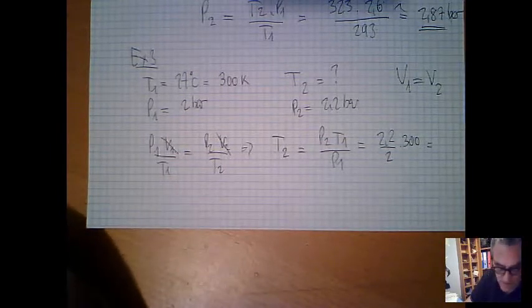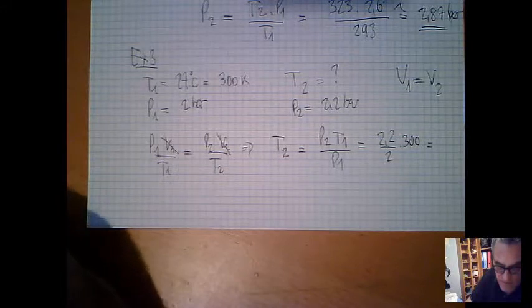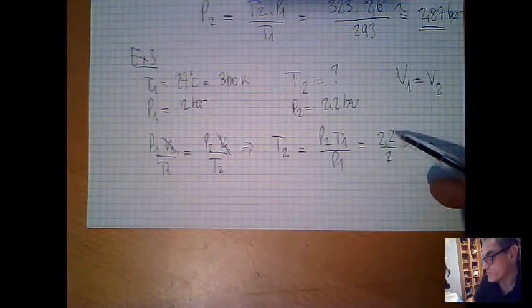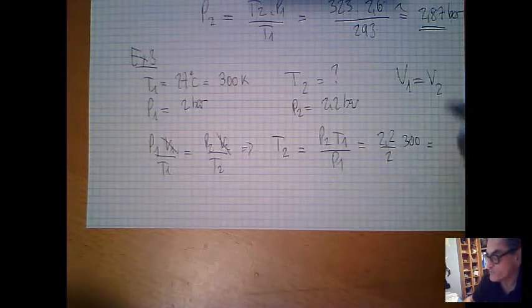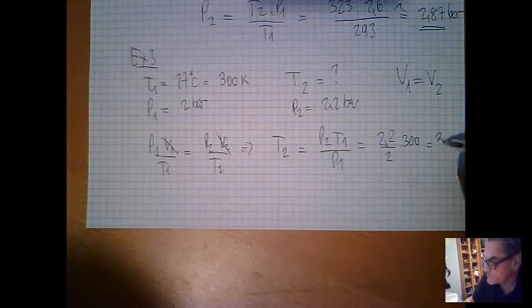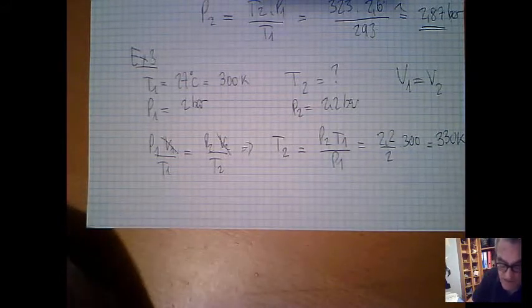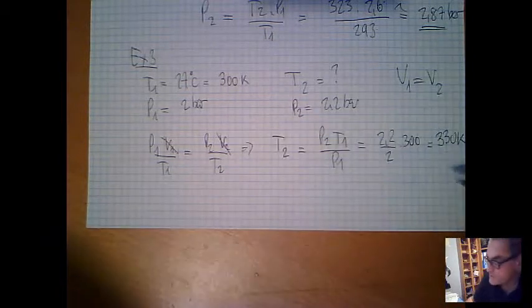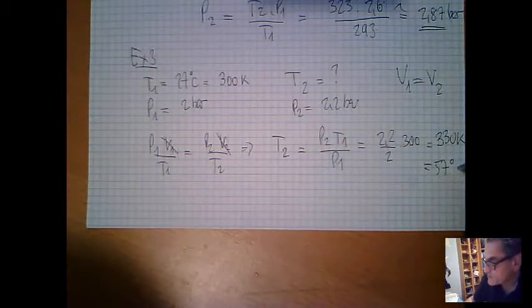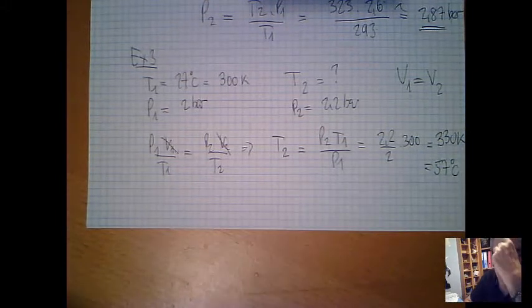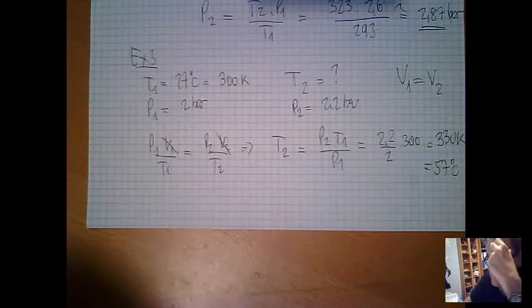That gives us a 10% increase. Yeah, of course it's 10% because this is 2.2 over 2, this is 1.1 over 1. 1.1 is times 10%, plus 10%. So this is 330 Kelvin. And now if you want to know this temperature in centigrade, you have to remove 273, so it gives you 57 centigrade. Okay? D'accord?